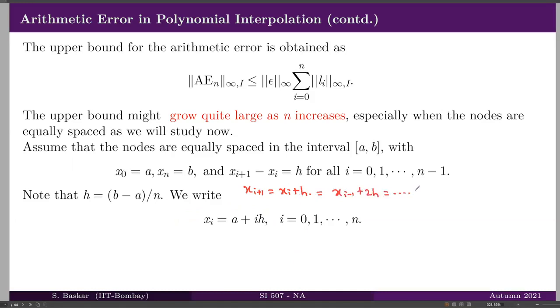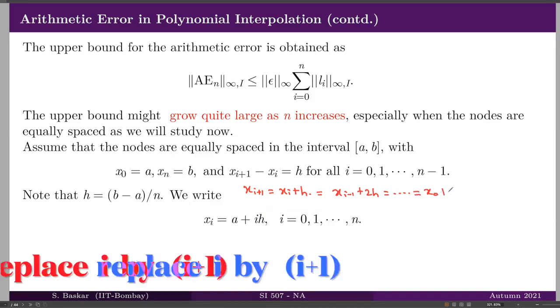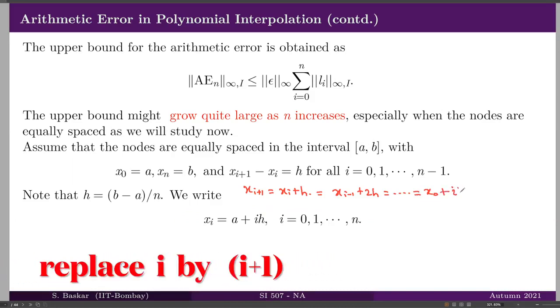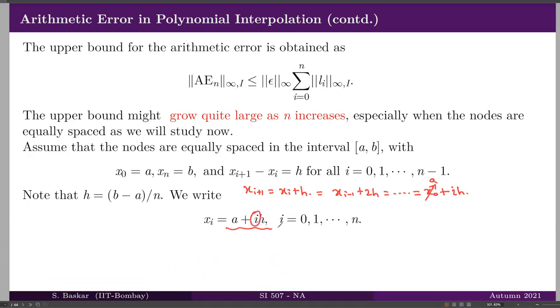You can go ahead, and finally we will reach x0, and we will have plus ih, right? Since we take x0 as a, we can write xi plus 1 as a plus ih. That is what we are writing here. Remember, this i is not the complex number, but it is just the index running from 0 to n. We never work with complex numbers, therefore we should never get confused with this i.